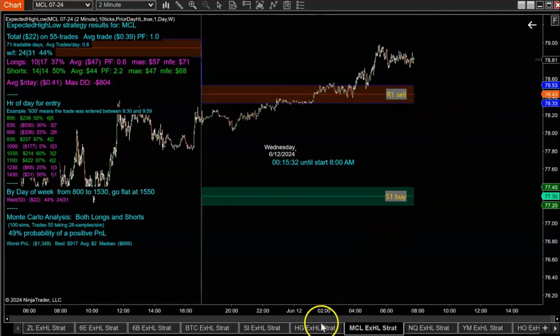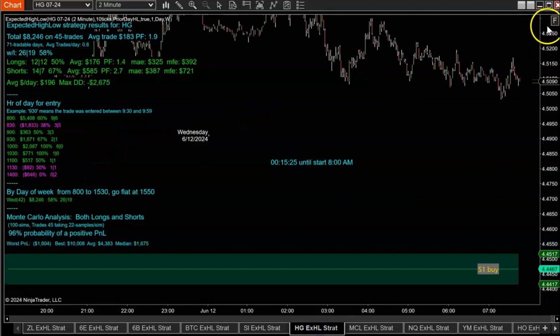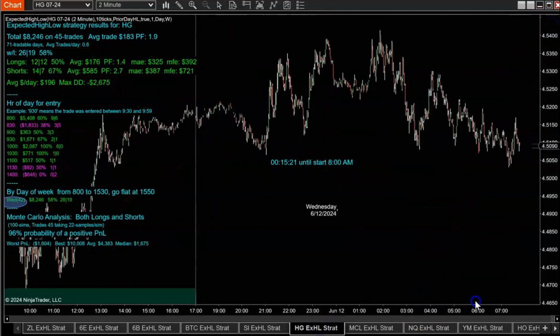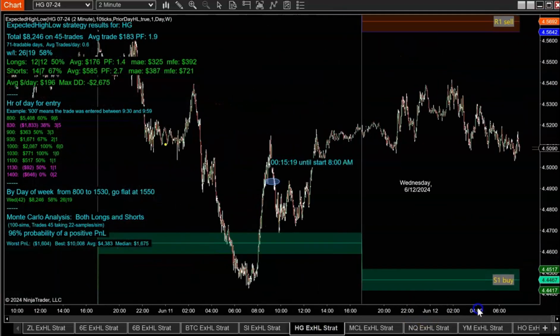All right, let's take a look at copper, HG. Copper is interesting on Wednesdays, isn't it? If we go long at our support one, we have a 50-50 win rate, but the average trade is 176 bucks. So the profit factor is 1.4. The average adverse excursion is $325. So we go to the bad side $325 on average, but the favorable excursion is $392.